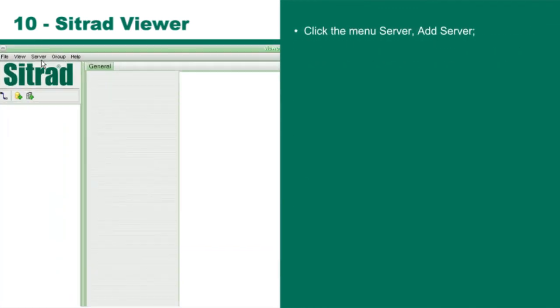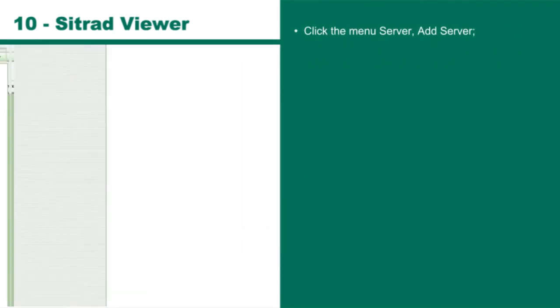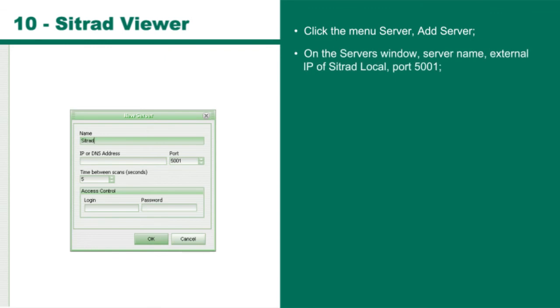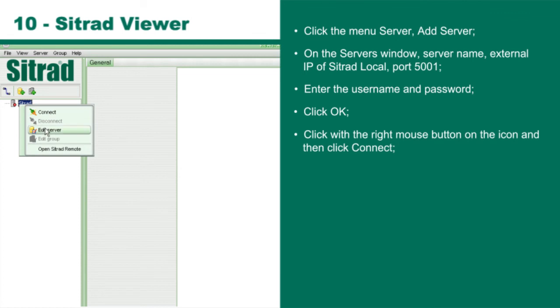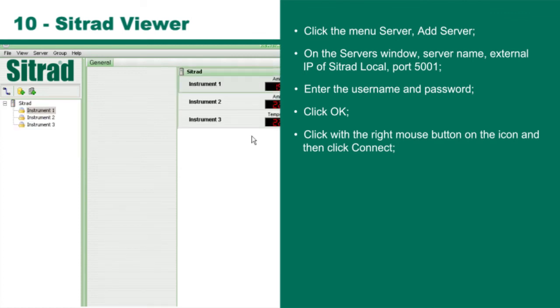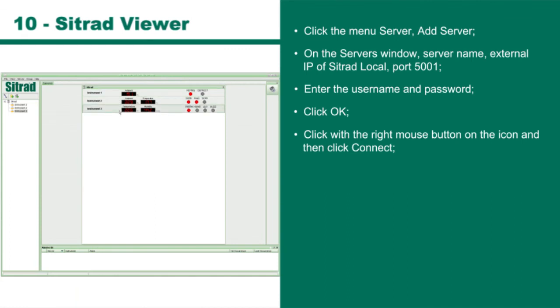After saving, click the menu Server, Add Server. On the Servers window, repeat the same process as previous. Server name, external IP of Sitrad Local, port 5001. Enter the username and password, then click OK. The server icon will appear on the left bar with the given name. Click with the right mouse button and then click Connect. The center of the screen will display the controllers installed in the Sitrad Local Remote monitored.